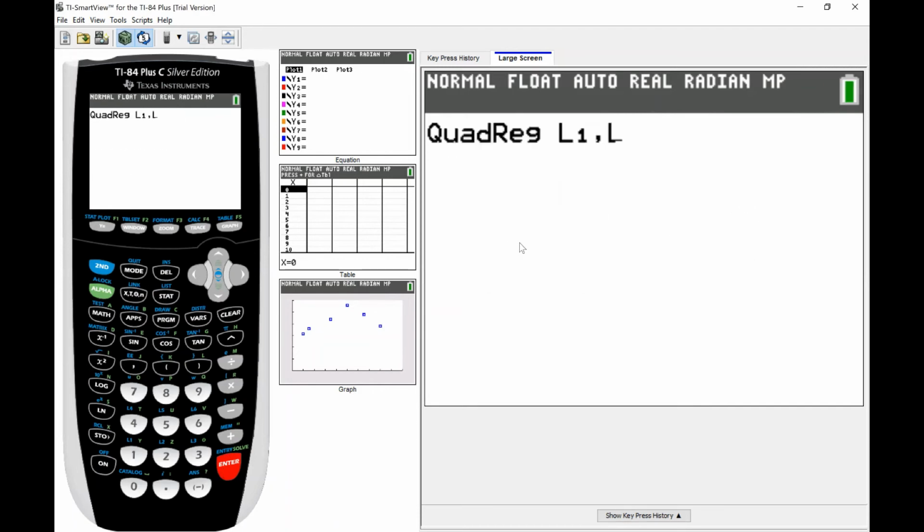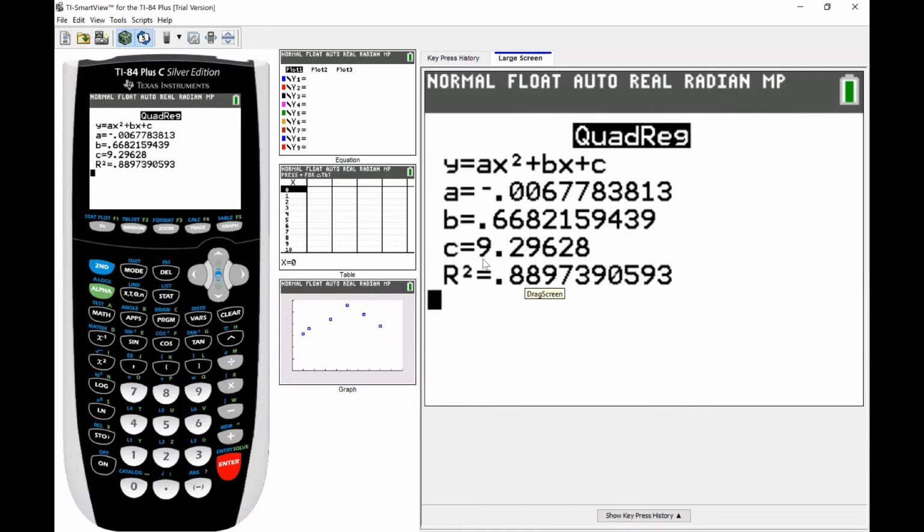And my r squared value is 0.889 or 0.89 if I wanted to round. That's a pretty high r squared value. I know we've had some r squared values that are really close, but that's still pretty high. And right now it's better than our linear regression.